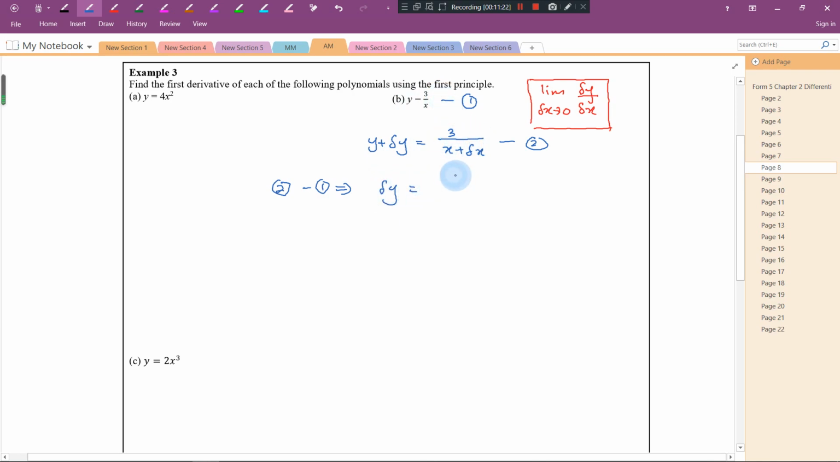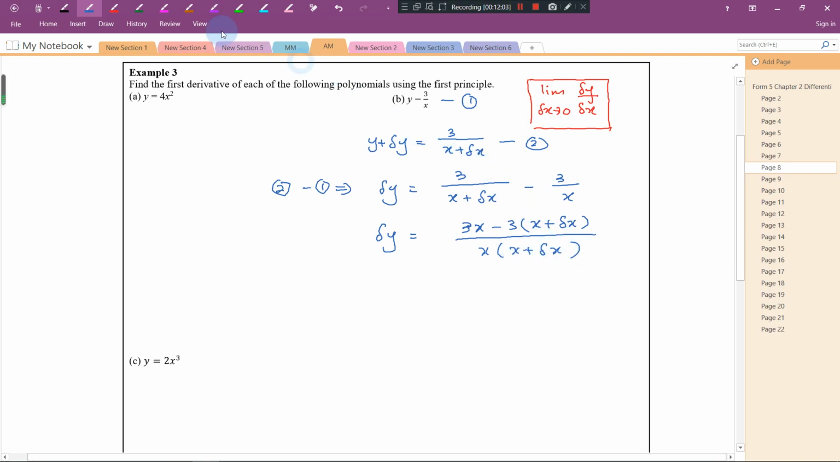Okay, this I just copy first. 3 over x plus delta x minus 3 over x. This is a fraction. If we want to add or subtract, we have to make their denominators the same first, right? Times x and times x plus delta x. So we will get this: 3x minus 3 times x plus delta x, over x times x plus delta x.